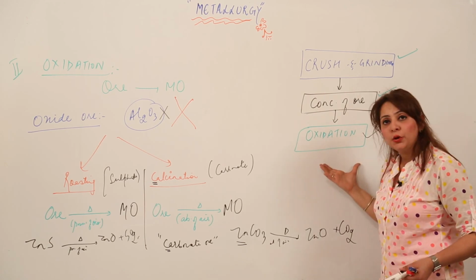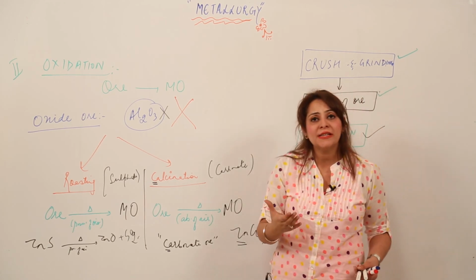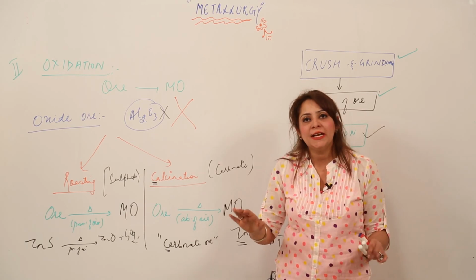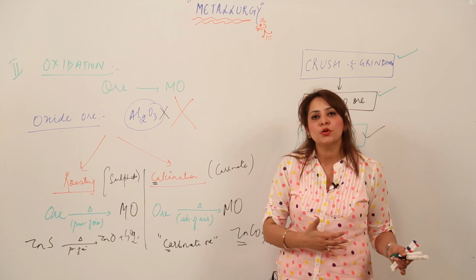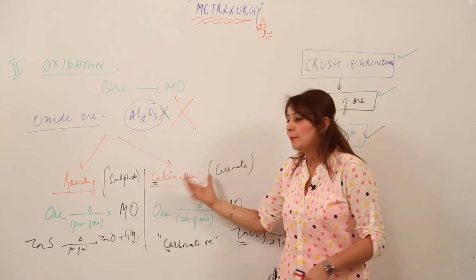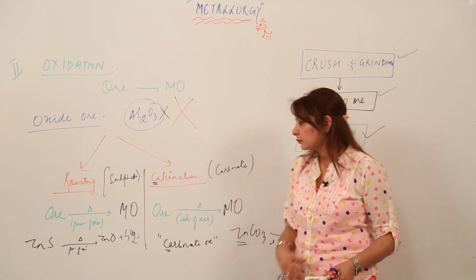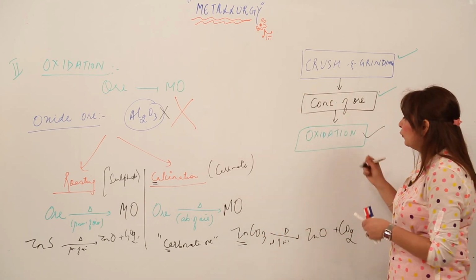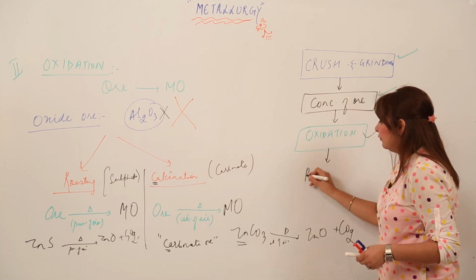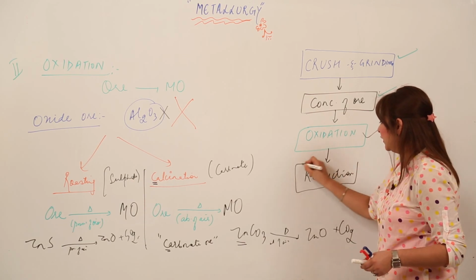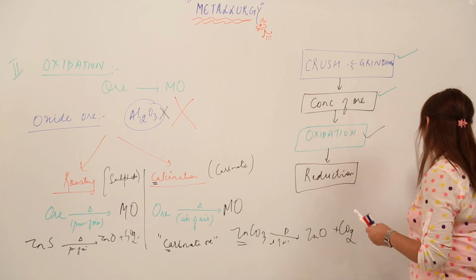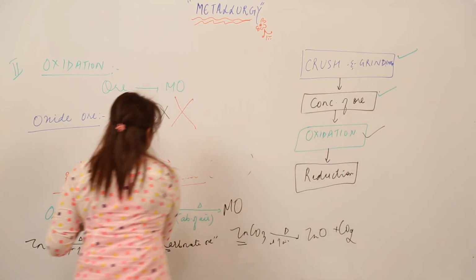And what are the methods employed for it? Obviously, if it is an oxide ore, the method is not required. That means the oxidation step is just skipped. Otherwise, for sulfide ores it is roasting, and for carbonate ores it is calcination. Now, the next step we'll be taking up will be reduction.